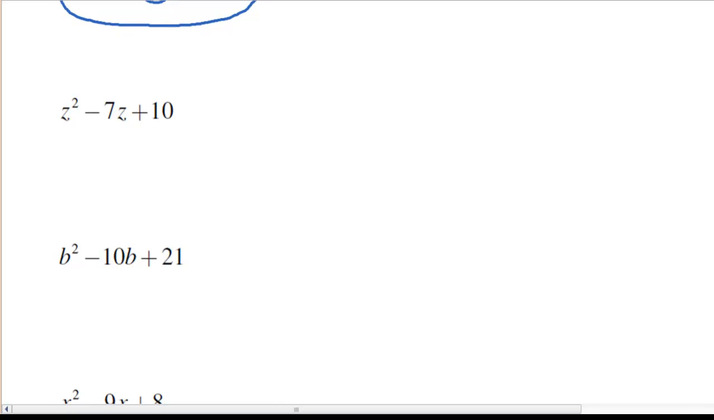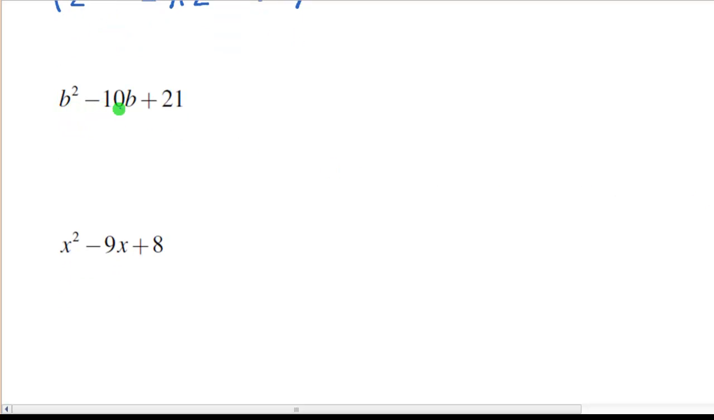Next we have z squared minus 7z plus 10. So here's our two binomials. And we need a z squared, so that's going to be z times z. Now this time we need two numbers that multiply to a positive 10 but add up to a negative 7. So to multiply to a positive but add up to a negative, that means that both our signs here are going to be negative. And 10 is 2 times 5, and 2 plus 5 equals 7, so that's our factored form.